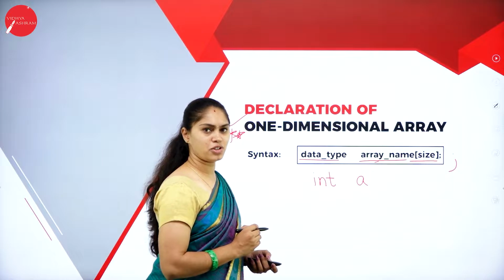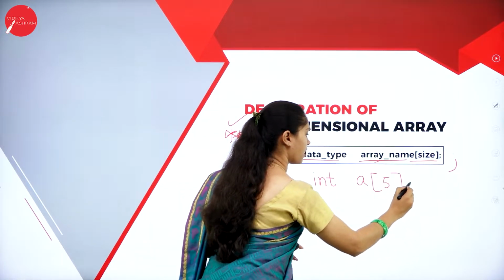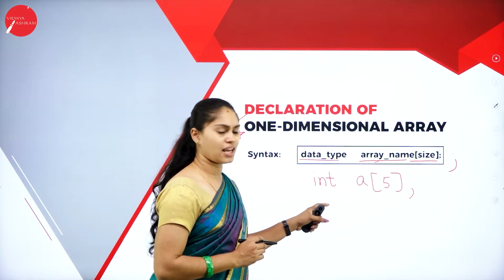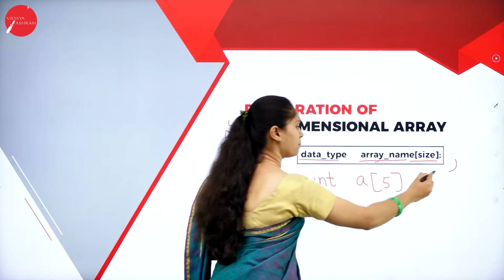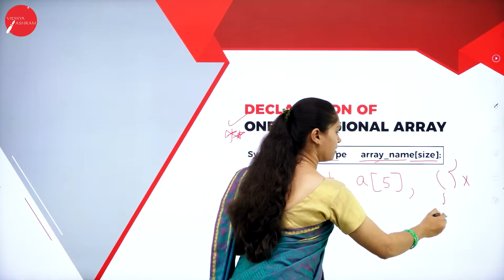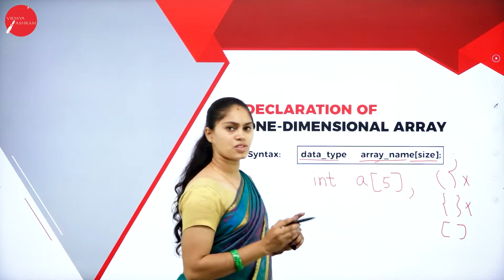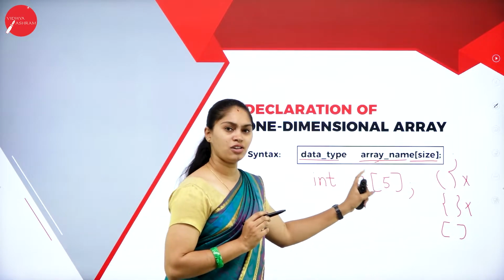What is the name I am giving to the array? A, and I am taking the size as 5. At last, semicolon. So what does it indicate? Int is a data type, A is the name of an array. Within the square bracket, don't write parentheses or flower braces. It's supposed to be a square bracket, because only then does it represent the size of an array. So here 5 is the size.